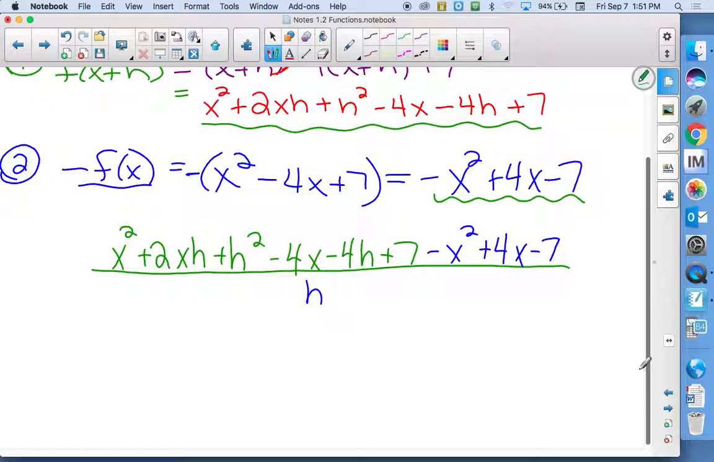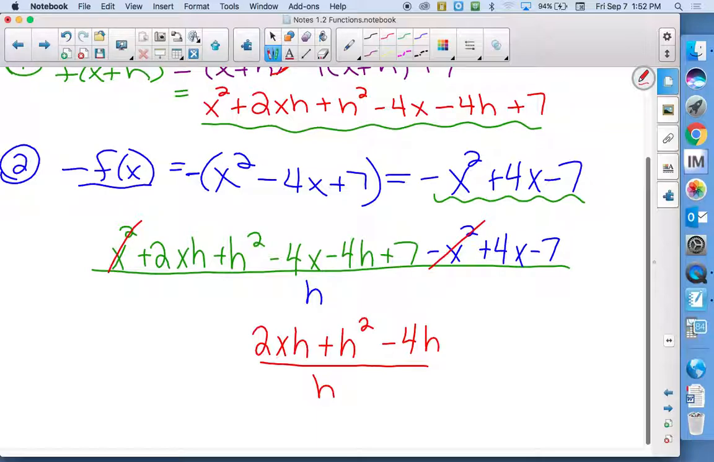Sabrina, what happens here? You just take out all the things that you're subtracting, so it would become 2xh plus h squared minus 4h over h. Okay, so let's look at this. If you're looking for like terms, notice the x squared is positive and negative. The 4x, we have a negative and positive 4x. We have a positive and negative 7. That happens every single time. You're going to have a whole huge expression, and then you cut it in half because you're canceling all these parts out of the problem.